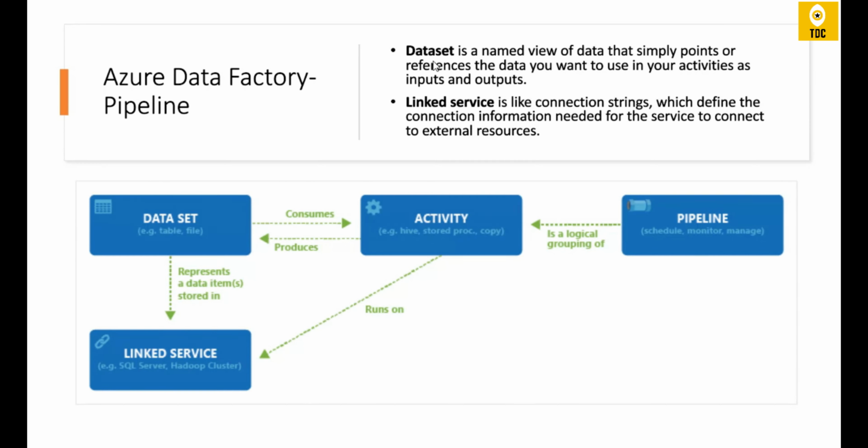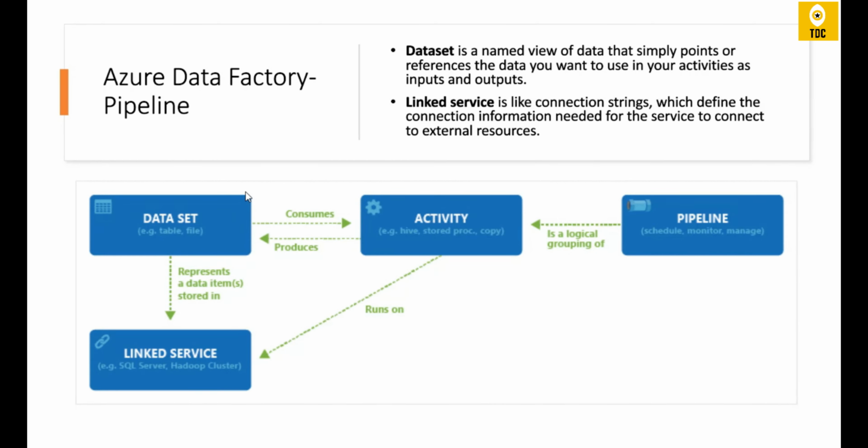A dataset, as per the Microsoft documentation, is a named view of data that simply points to or references the data you want to use in your activity as an input and output dataset. But if you want to understand it in layman's language, in the dataset you're actually defining a data structure.